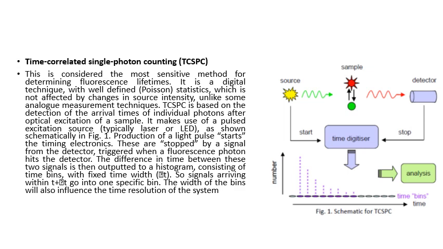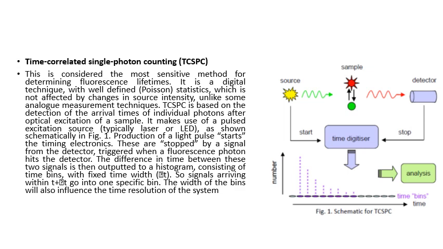TCSPC is based on detection of the arrival time of individual photons after optical excitation of a sample. It makes use of a pulsed excitation source as shown in the figure. Typically, we generally use a laser or LED. Production of a light pulse starts the timing electronics.